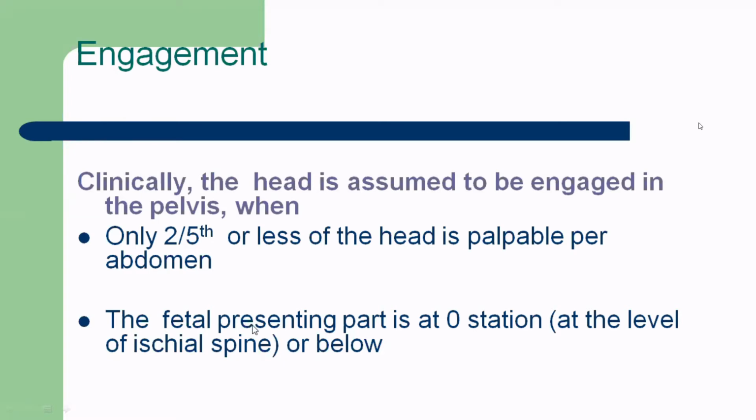And when we do vaginal examination, the fetal presenting part or head is at the zero station. Zero station is at the level of ischial spine. We can feel the ischial spine laterally when we do vaginal examination. So at least it should be at the zero station, or at the level of ischial spine, or even below that.